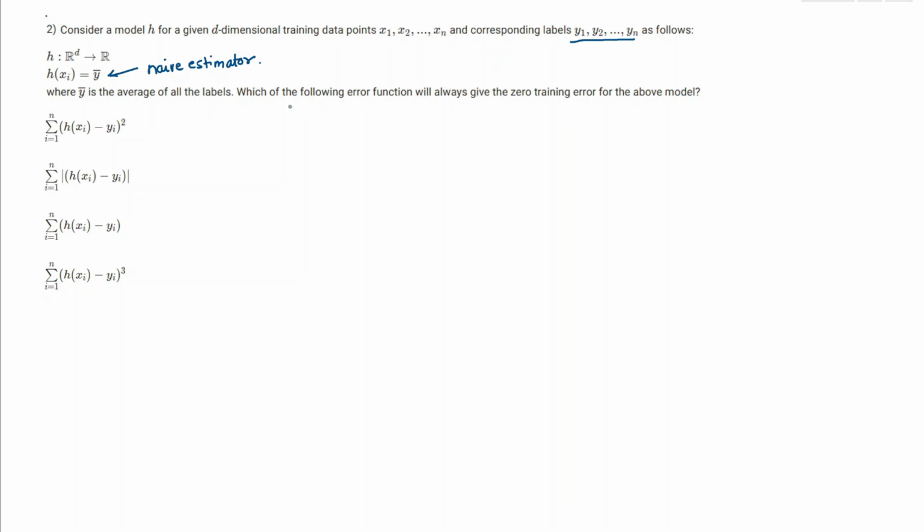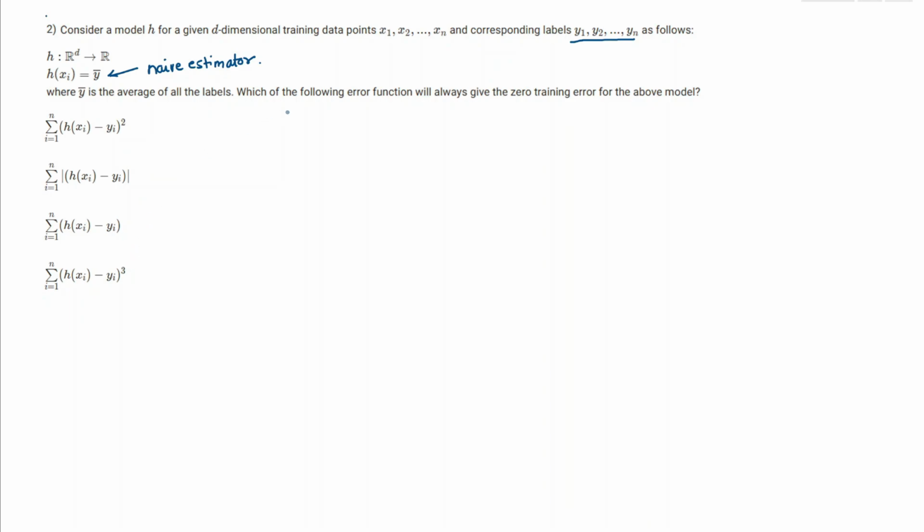Now the question is, which of the following error functions will always give zero training error for the above model? Obviously, we want this to be zero always. Let's look at the first one: h(xi) minus yi, whole square. That is a training error. In the second one we have a mod. In the third one we do not have anything, it's just the summation of h(xi) minus yi, and in the last one we have a cube.